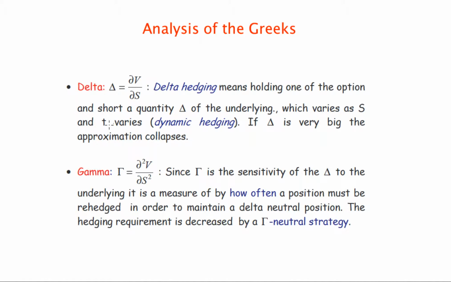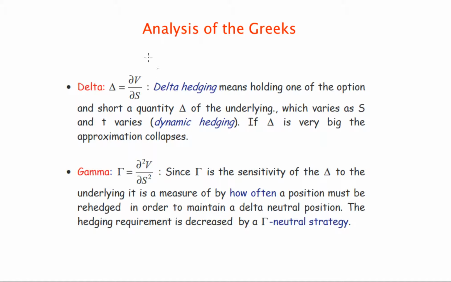Besides having the value of the option, it's also important to know how sensitive this value is as a function of the different variables we have in the problem, which are time and asset price, and also some parameters that appear in the Black-Scholes equation. We'll use Greek letters for that. That's what we'll call the analysis of the Greeks.